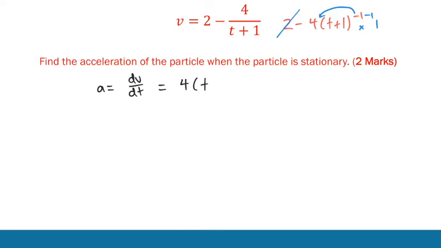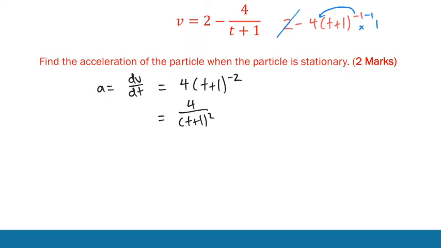Then the bracket is still there with 1 subtracted from the power, and multiplying by 1 doesn't change anything. So, in fraction form again, that is our acceleration. And that's worth half of the 2 marks. So, we're asked to find the acceleration of the particle when the particle is stationary.